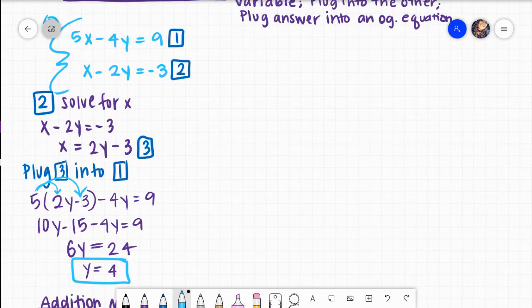Okay. Now I know that whenever we solved equation 2 for x, if you look, we actually got an expression on the right-hand side. We didn't just get a value. We got an expression. But what we want to do is take this y and plug it into an original equation.